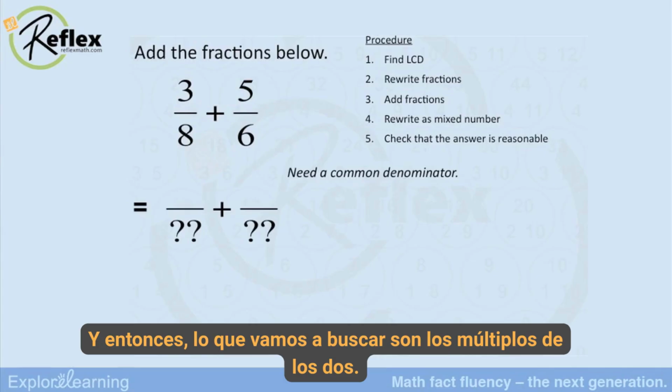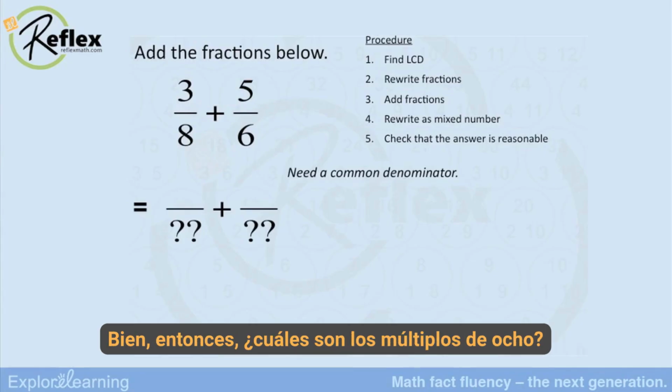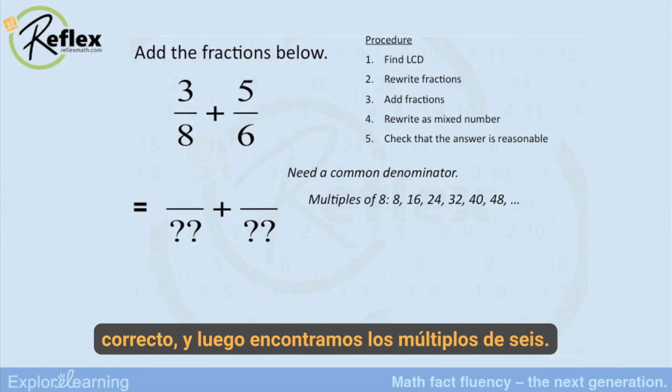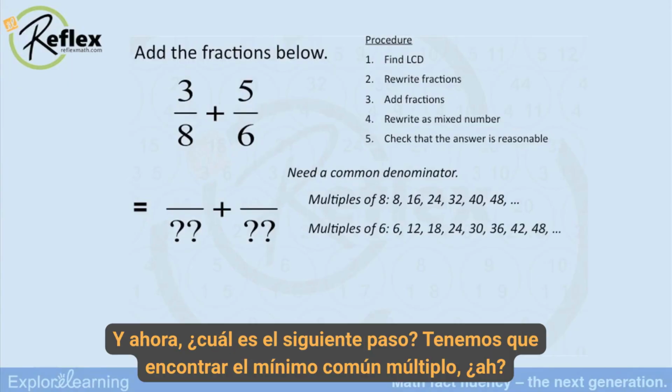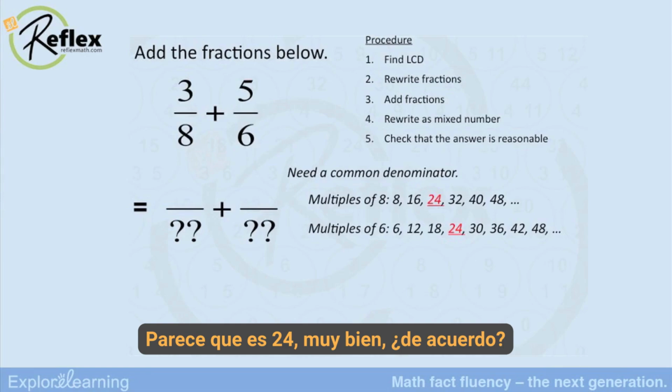And so what we're going to be looking for is multiples of the two denominators, and we have to find the common one, right? Okay, so what are the multiples of 8? I'm assuming that they pop into all of your heads, so there they are, right? And then we find the multiples of 6. More smiles, people recognize the multiples of 6, this is good. Okay, and now what's the next step? We have to find the lowest common multiple. It appears to be 24, very good.